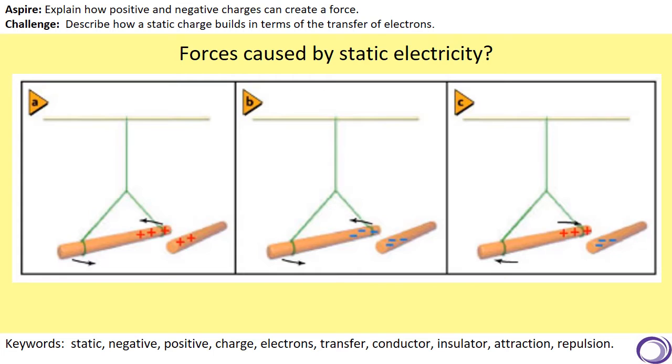These three diagrams A, B, C summarise what you've just seen. If you've got, like in picture A, two rods that are positively charged, in other words, they've both had electrons rubbed off, they'll repel each other. If you have, like picture B, two rods that are negatively charged, which means they must have both had electrons rubbed onto them, they'll repel as well. If you've got one rod that's lost electrons, positive, and one rod that's gained electrons, negative, they'll attract each other.